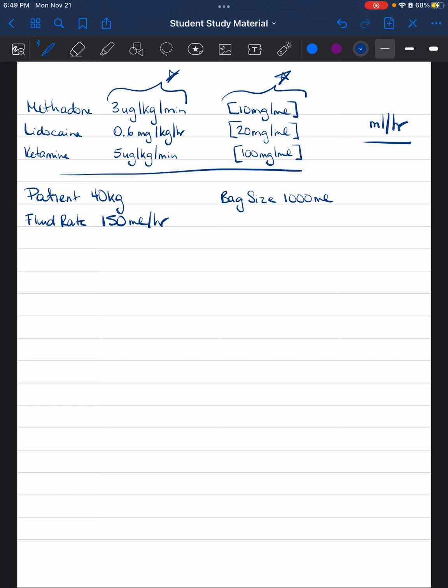Okay, so let's start with the methadone. So we have a 40 kilogram patient, and we said the dose is 3 micrograms per kilogram per minute. Now remember, we're trying to figure out the mils per hour here. So let's also convert this minutes to hours. So there's 60 minutes in 1 hour.